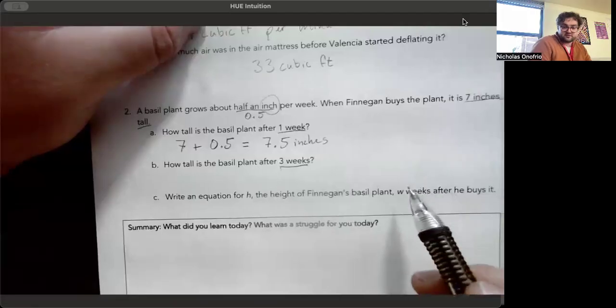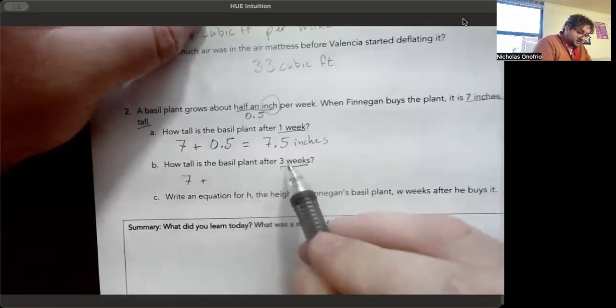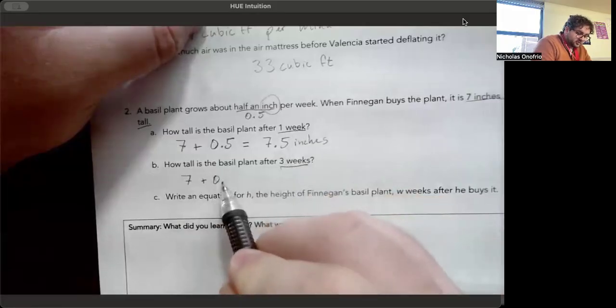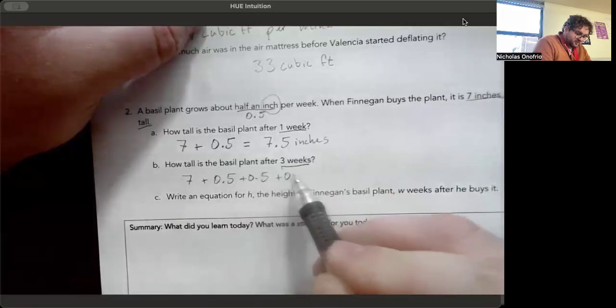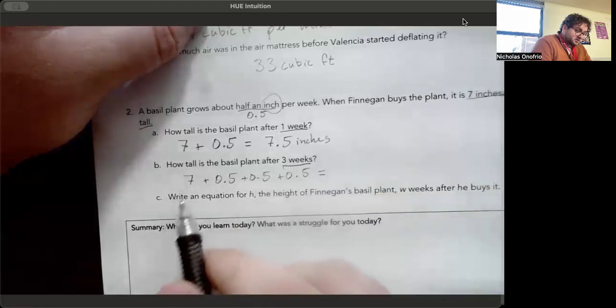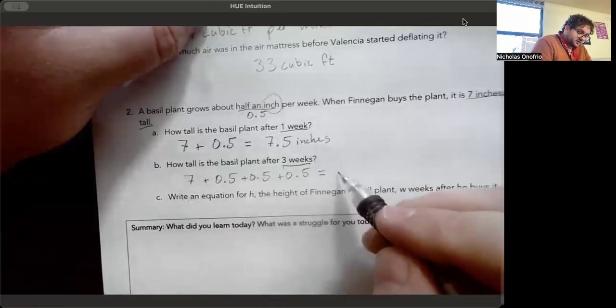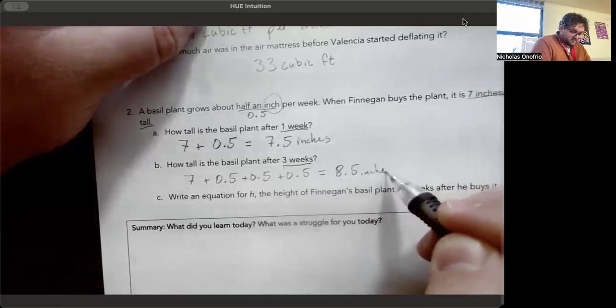How tall is the basil plant after 3 weeks? We take 7 plus, since we're going 3 weeks, 0.5 plus 0.5 plus 0.5. We add it 3 times. Put that in our calculator, and it'll give us 8.5 inches.